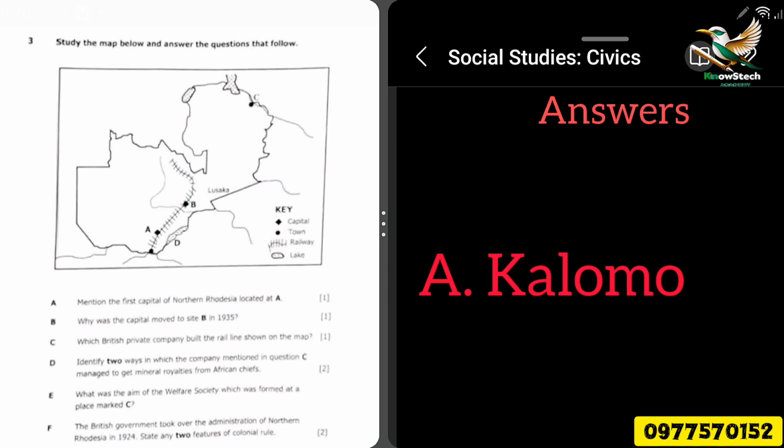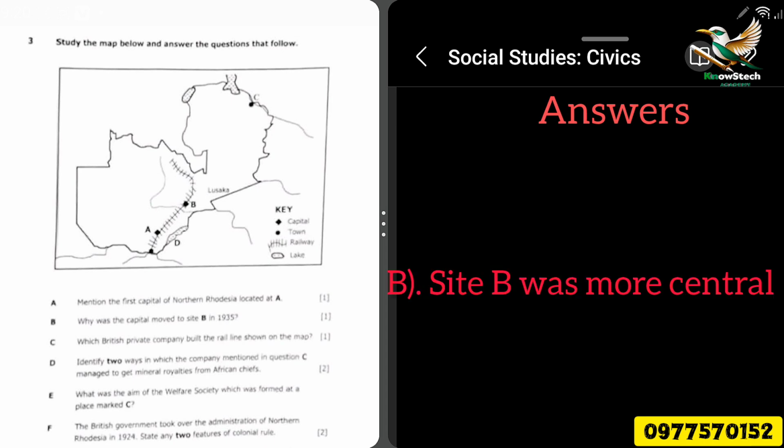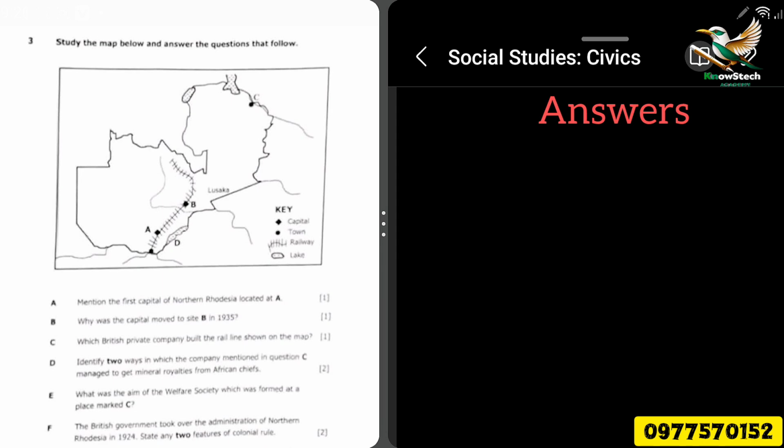B. Why was the capital moved to Site B in 1935? Site B is Lusaka. It was moved to Lusaka in 1935 because Site B was centrally located, or more central. C. Which British private company built the railway line shown on the map? It was the BSA company, not the British Southern African Company, but the British South African Company, the BSA.